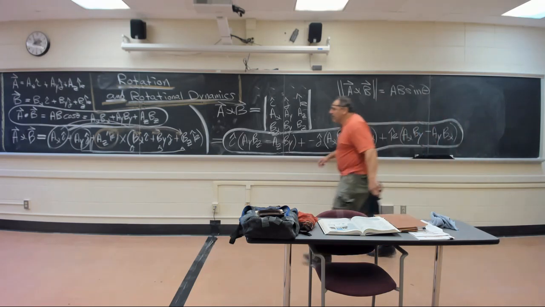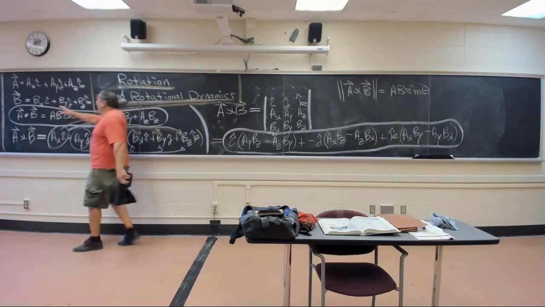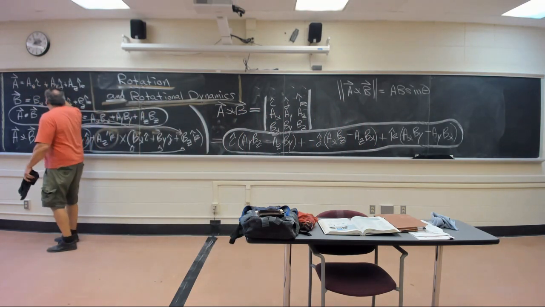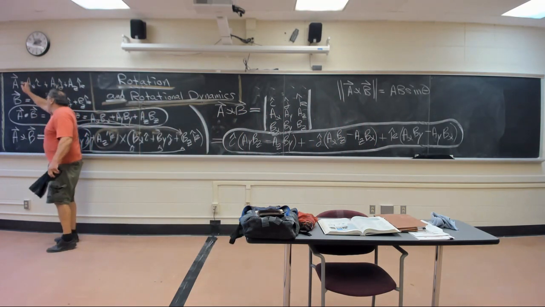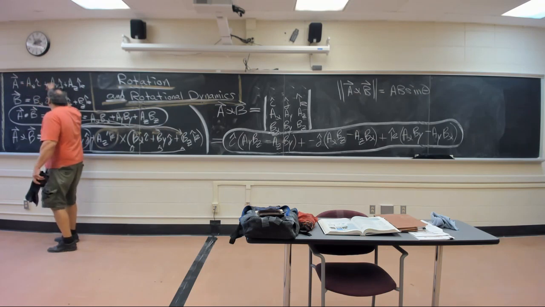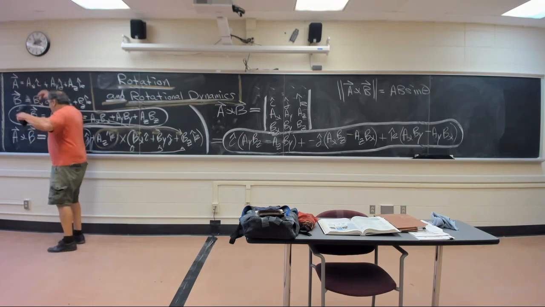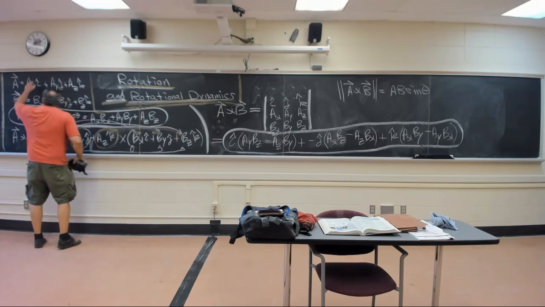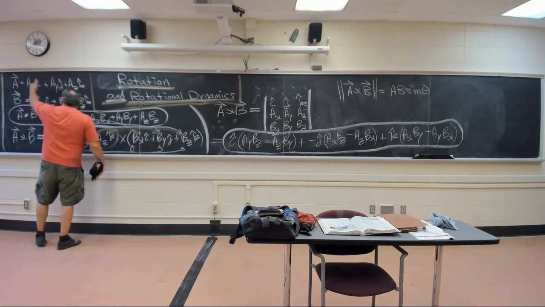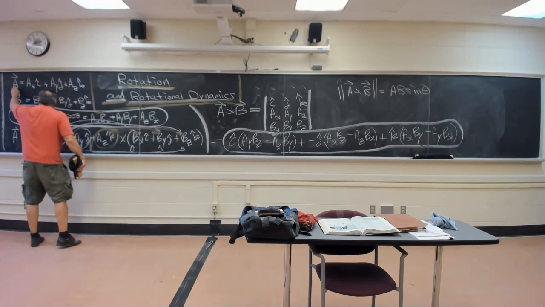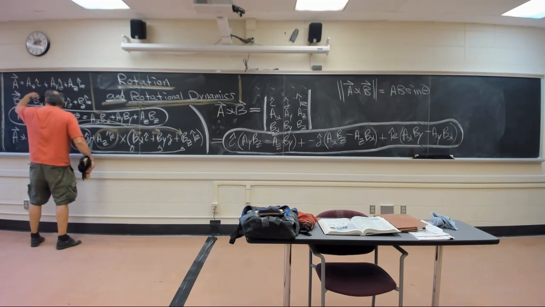Well, how big is A? Ignore the i hat, j hat, k hat, and all these. Go A_x squared plus A_y squared plus A_z squared. Add those together, take the square root. That's the magnitude of A, the magnitude of the A vector.